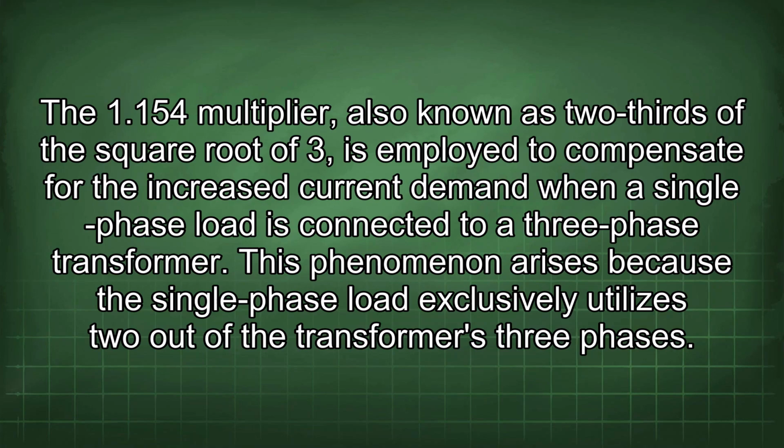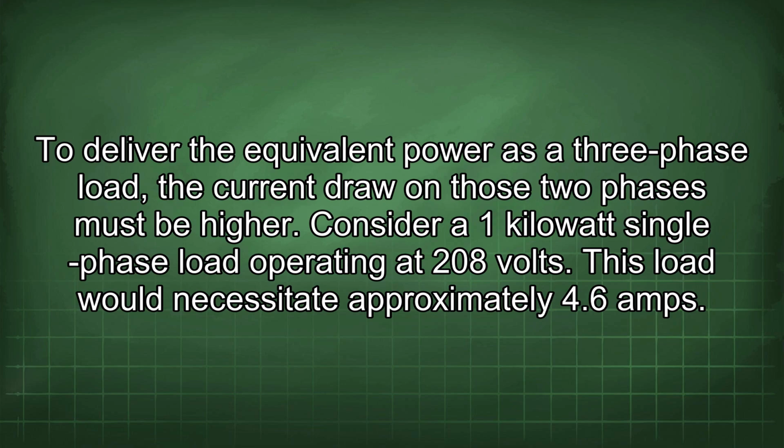The 1.154 multiplier, also known as 2/3 of the square root of 3, is employed to compensate for the increased current demand when a single-phase load is connected to a three-phase transformer. This phenomenon arises because the single-phase load exclusively utilizes 2 out of the transformer's 3 phases. To deliver the equivalent power as a three-phase load, the current draw on those 2 phases must be higher.